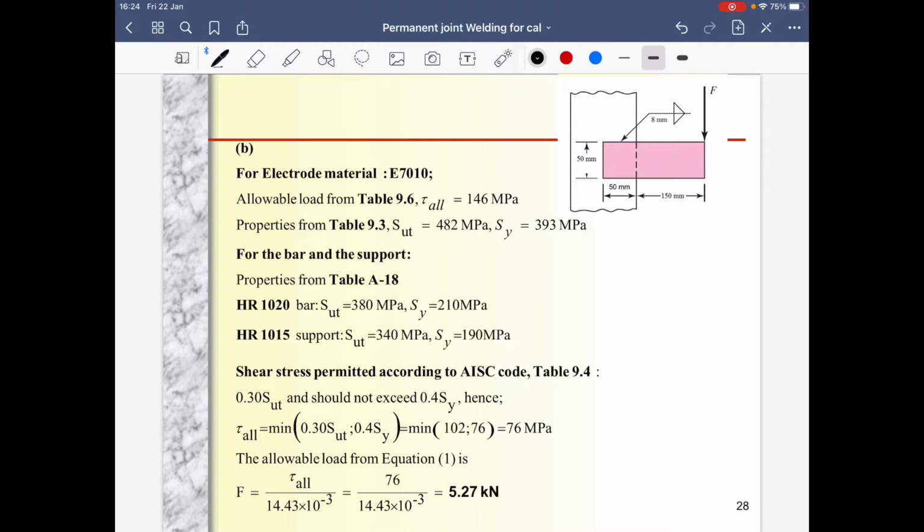The question said the electrode is E7010. E70 and 10 can be referred to table 9.6. Why do we want to see table 9.6? Because electrodes have a specific allowable shear stress for the specific material properties.